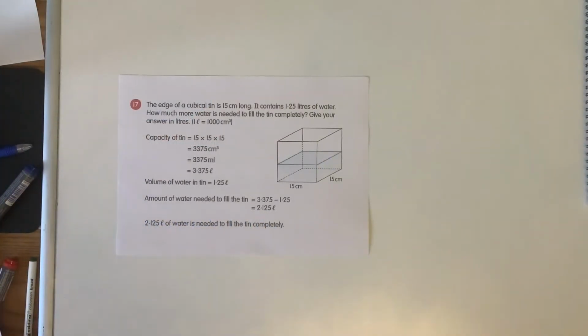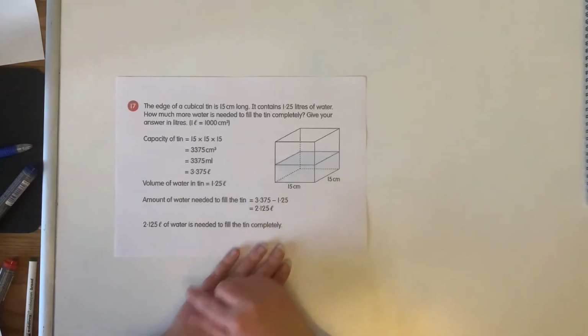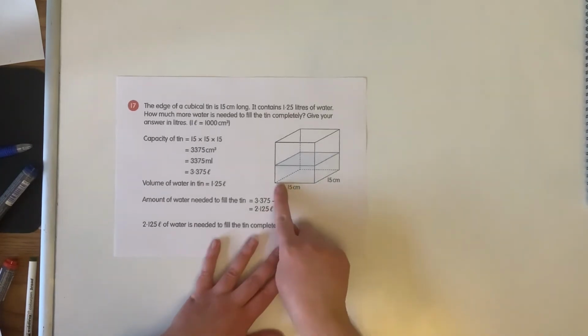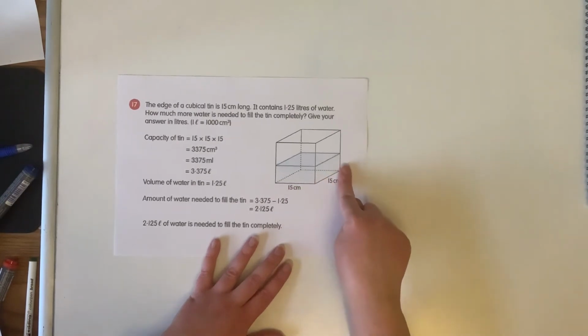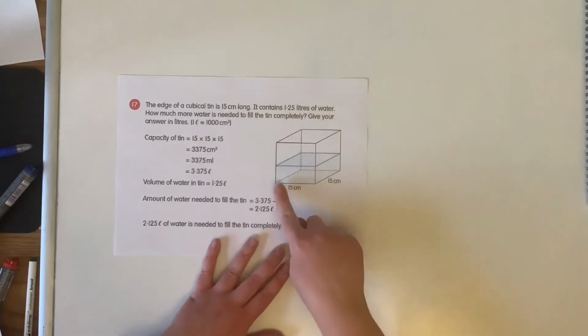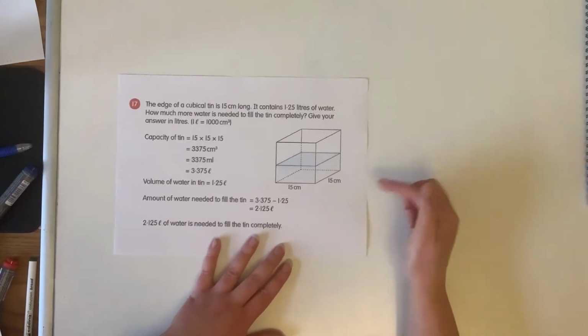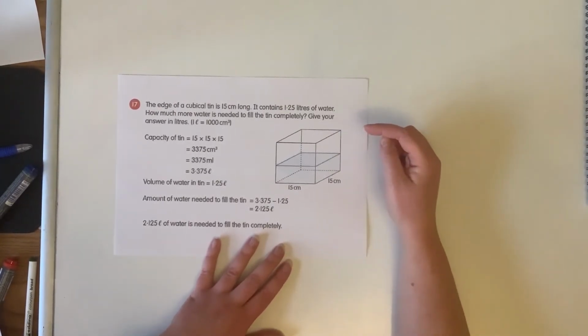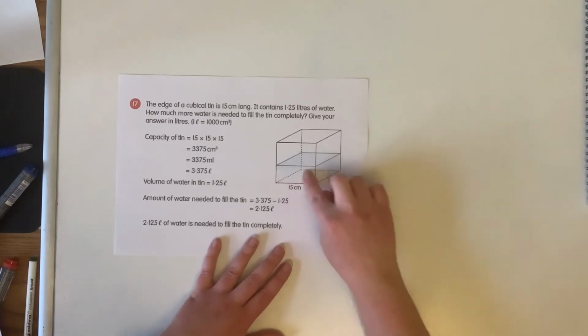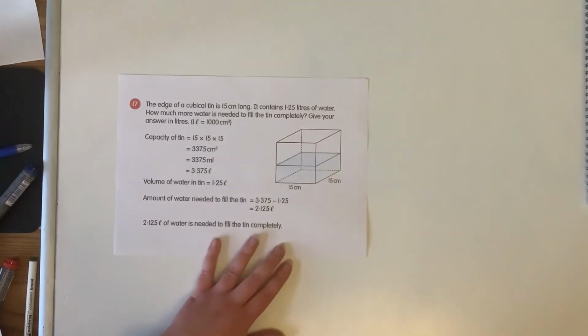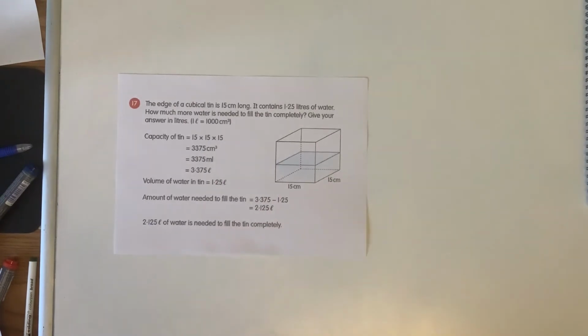Now looking at a different type of volume question. So we're going to read through it and I want you to be thinking what is different about this question compared to the last two that we've just done. We're told that the edge of a cubical tin is 15 centimetres long. So this side is also 15 centimetres and so is this, because it's a cube. It contains 1.25 litres of water. So we can see here the water level. And it's asking us how much more water is needed to fill the tin completely. Give your answer in litres.